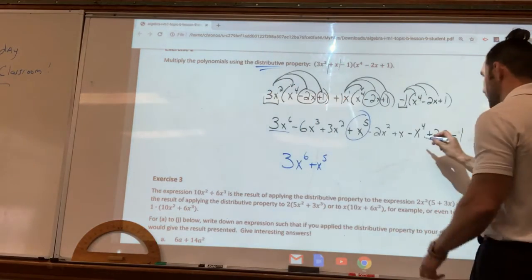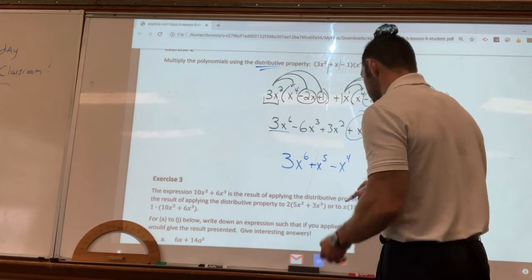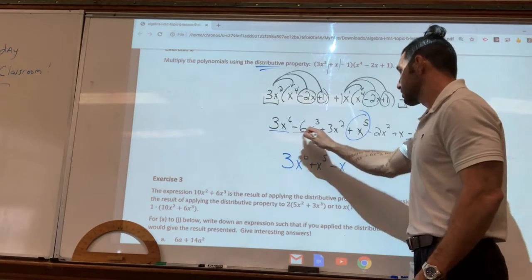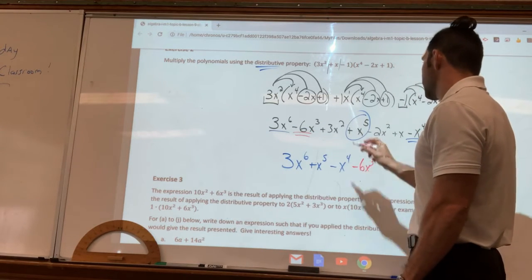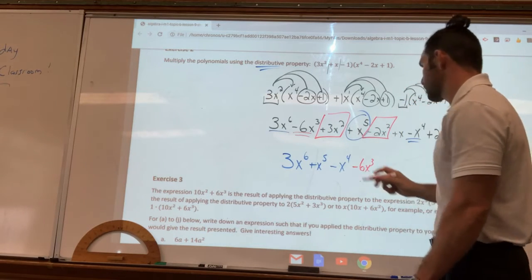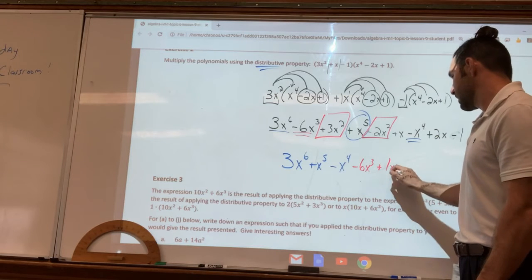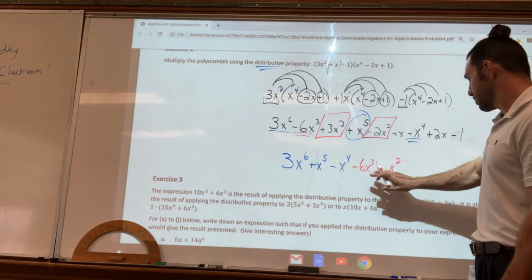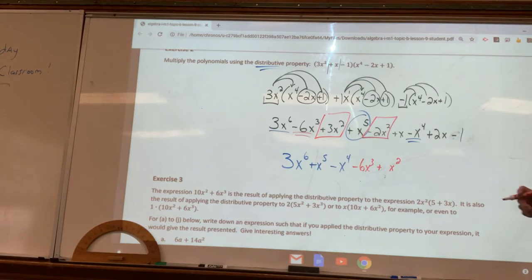Do I have any other x to the fourths? No. So it comes down. Let's switch colors. Do I have any other x to the thirds? No. So it comes down. Oh, but wait a minute. 3x squared minus 2x squared. 3 minus 2 is 1. A positive 1, x squared. Do I need to put a plus 1 there? No. We just put x squared. There's an implied 1 there.